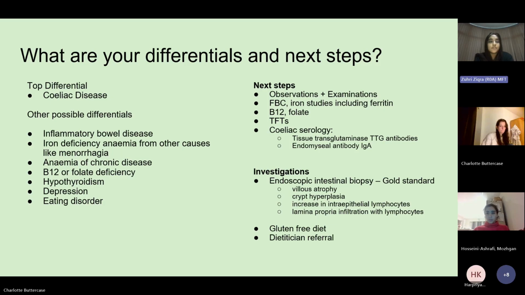Sorry, we've not got that far. So if we just quickly fold through, yep. So B12, folate, TFTs. It's okay. It's okay. My internet's terrible as well.